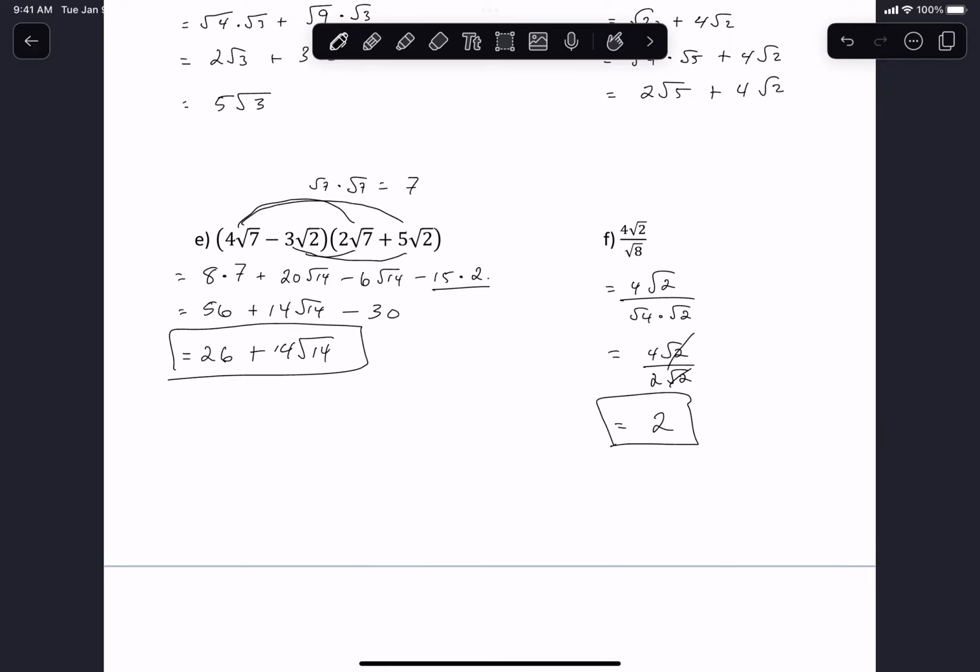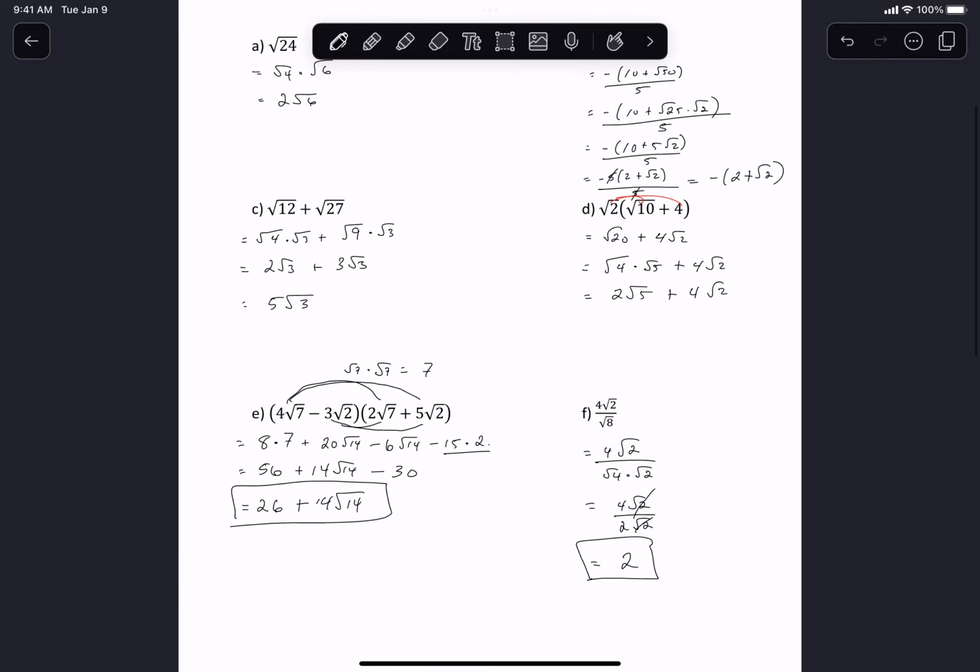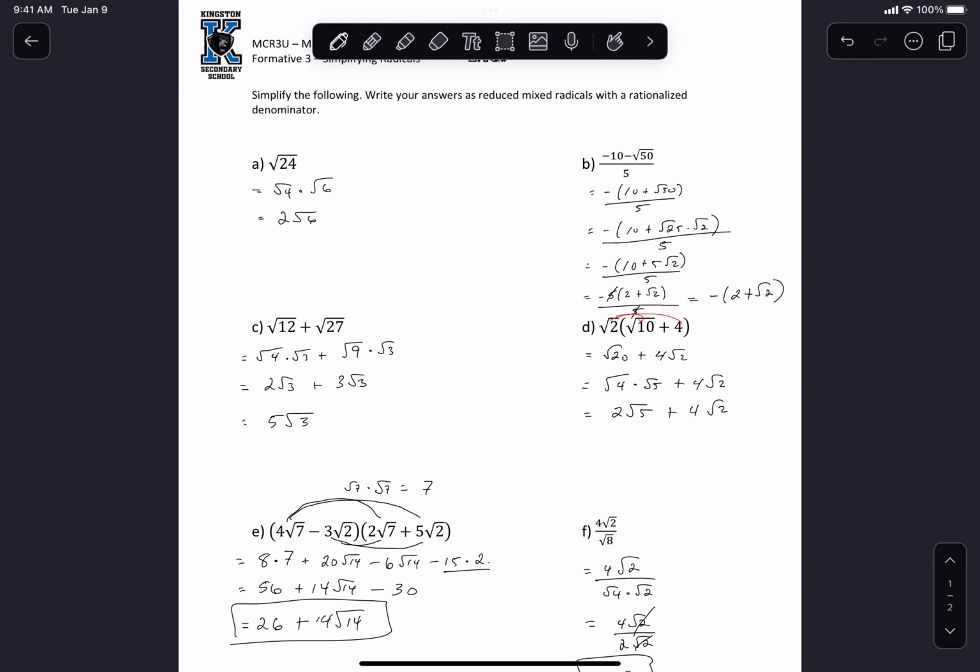Okay, so that is your formative. That's a good synopsis of all the radical work that we did in grade 11, and something that you would be expected to know for your test.